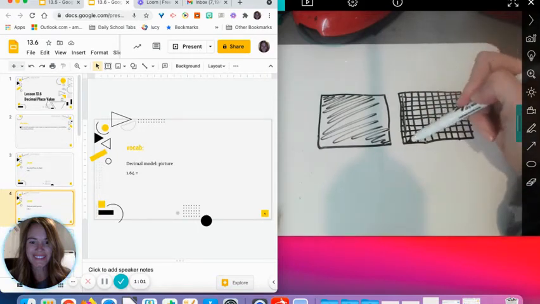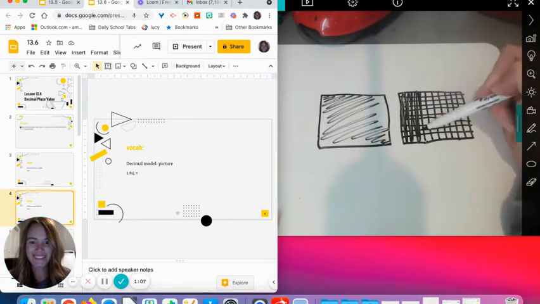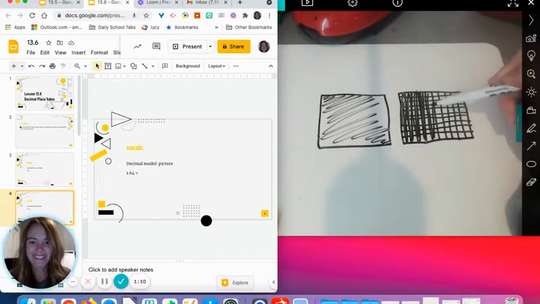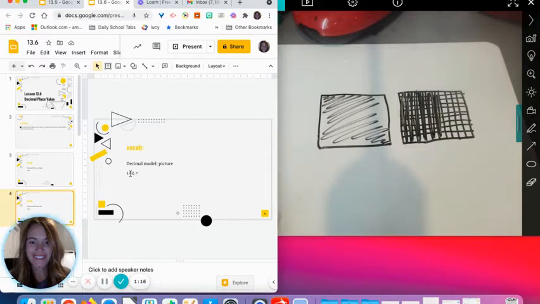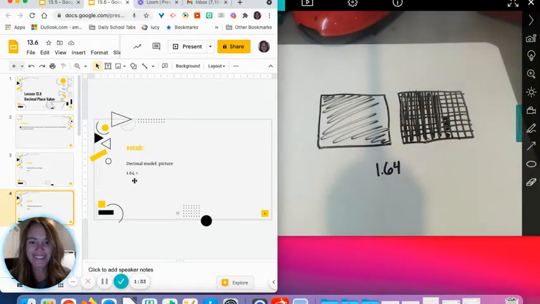So I have 10, 20, 30, 40, 50, 60. So that represents those 6 tenths right here, and then 61, 62, 63, 64. And there are 64 little hundredths shaded in. So this is 1 and 64 hundredths. So that is written now in that decimal model. We've got our picture form and our standard form written.